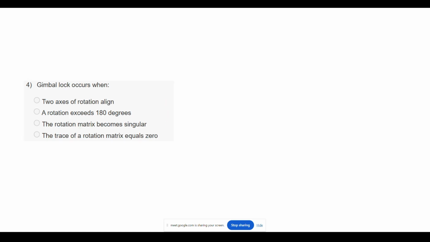Gimbal lock occurs when two axes of rotation align, rotation axis 180 degrees, the rotation matrix becomes singular, or the trace of a rotation matrix equals 0. The answer is two axes of rotation align.